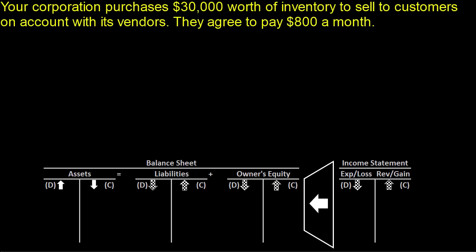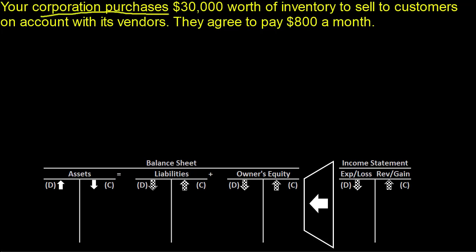Your corporation purchases $30,000 worth of inventory to sell to customers on account with its vendors. They agree to pay $800 a month. Well, this is poorly worded. I probably should have put a little bit more into this, but let's see if we can do something with it.